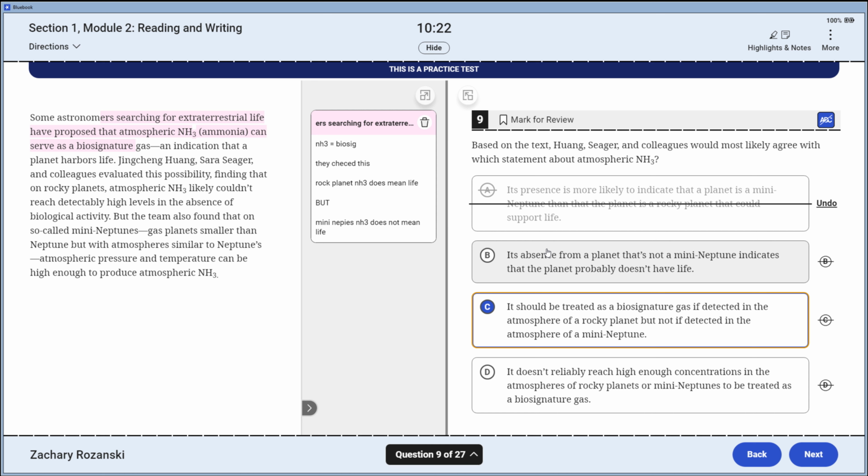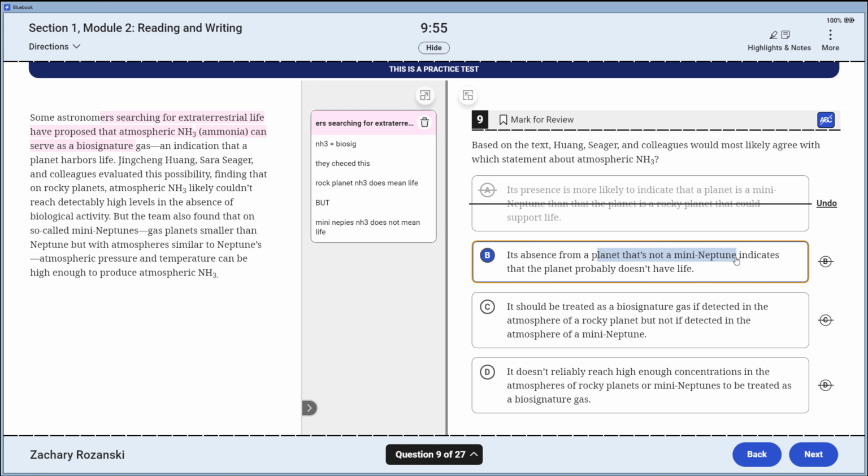Its absence from a planet that's not a mini Neptune indicates that the planet probably doesn't have life. So the planet probably doesn't have life if the signature is not on a planet that's not a mini Neptune. So I think it's one thing outside this. It doesn't mean life if it's not on a rocky planet. But all they're saying is that this thing could prove it, not necessarily that it has to be there in order for there to be life.